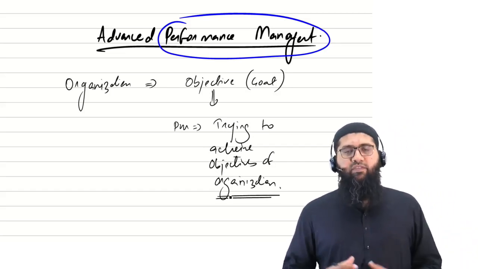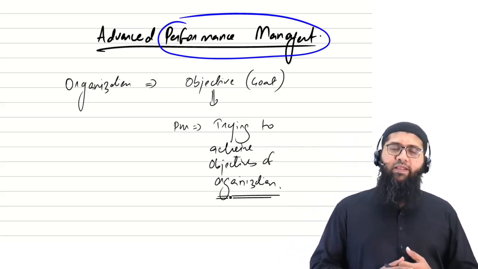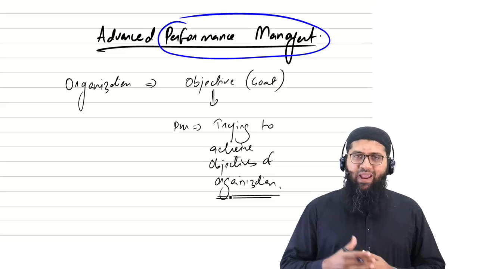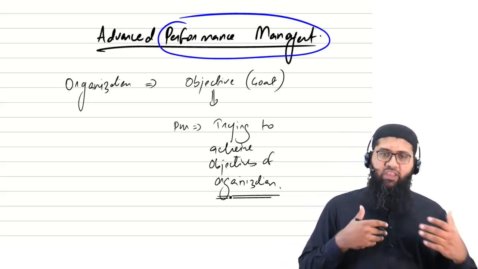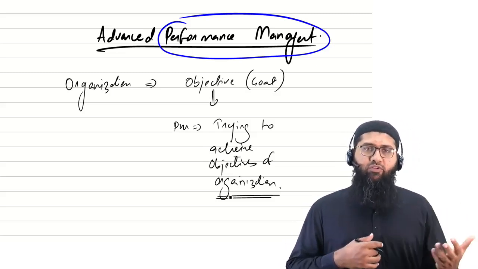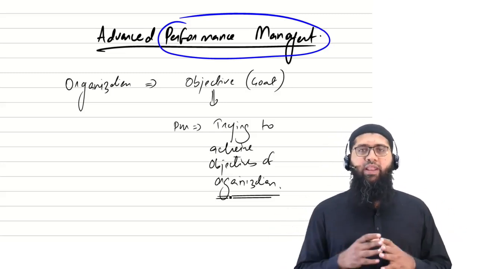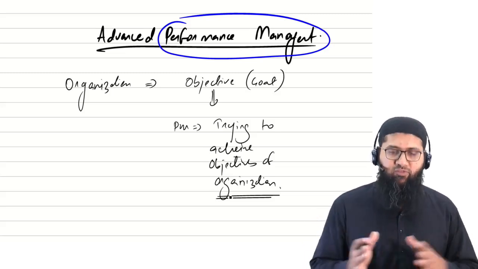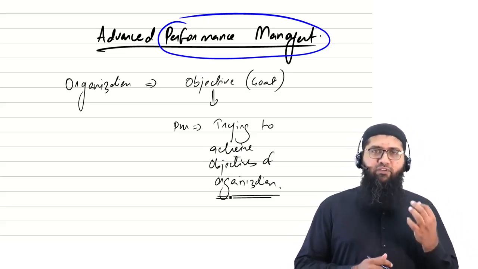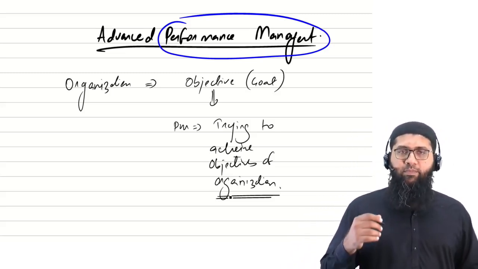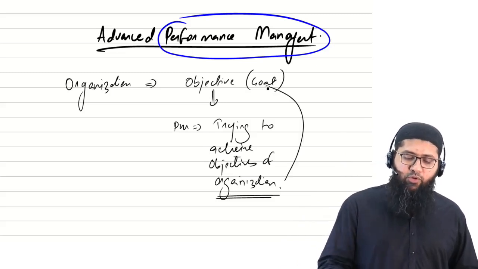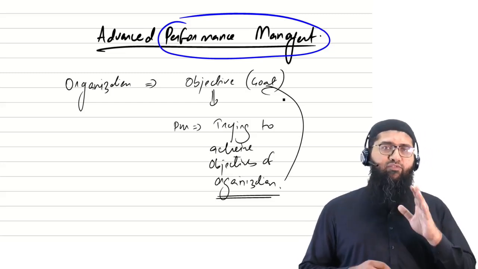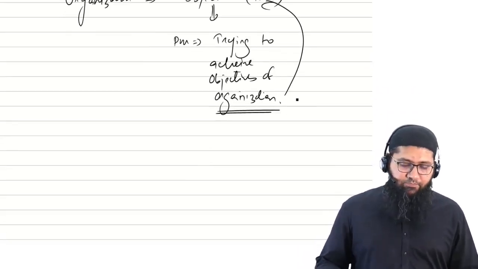The purpose for which this organization was created, the purpose for which the organization was made. So if you are trying to do things to make sure that you're able to achieve the objectives of the organization, this is going to be considered as performance management. Performance management means ensuring that you are able to achieve the goals of the organization. That's what performance management is all about.